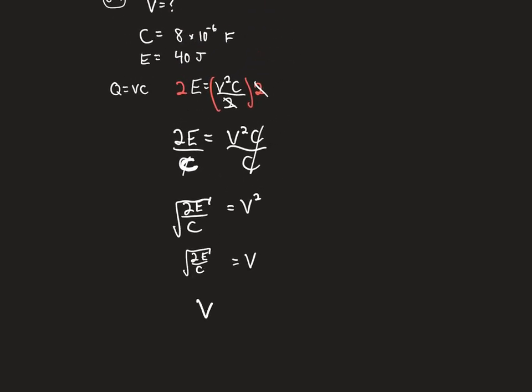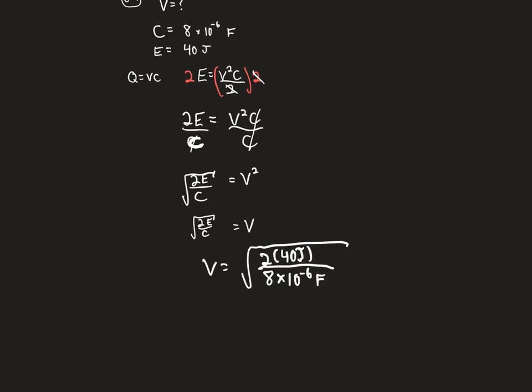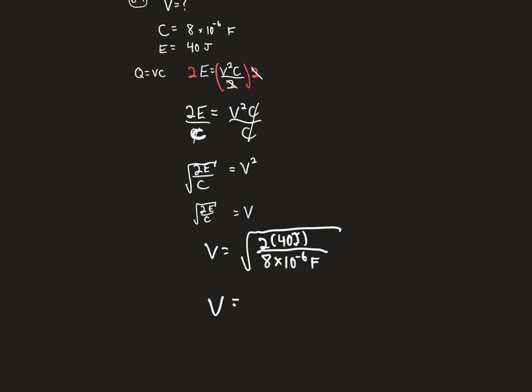So now I should be able to plug and chug my numbers in, right? Square root of 2 times 40 joules, all divided by 8 times 10 to the negative 6 farads. Plug those numbers into your calculator. You should get about 3.16 times 10 to the third joules per farad.